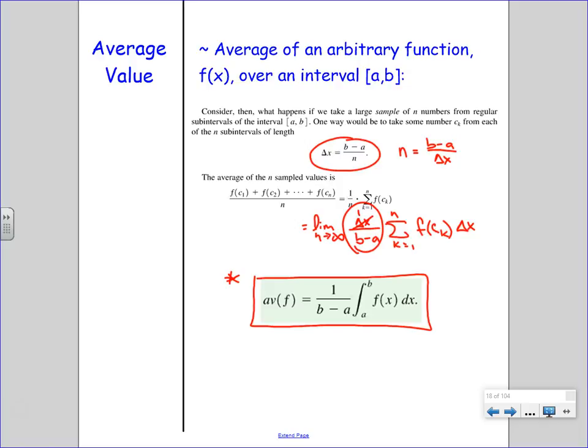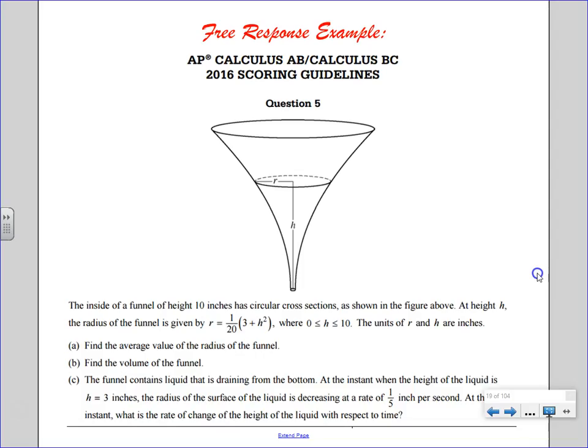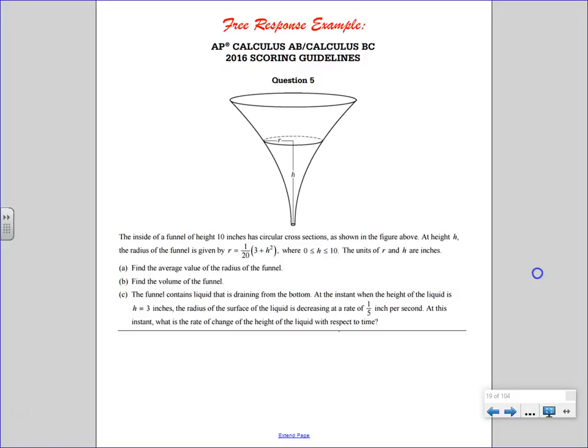However, we need to practice average value just a little bit, and to do so, I thought, why not? Let's go look at the funnel problem. Oh, you again. It was so easy, letter A. All you had to do to find the average value of the radius of the funnel is say, who is the radius of the funnel? 1 over 20 times 3 plus h squared. And from the formula that you just saw, how do you find the average value of a function that you already have? And for the situation that we're given, it's between 0 and 10.